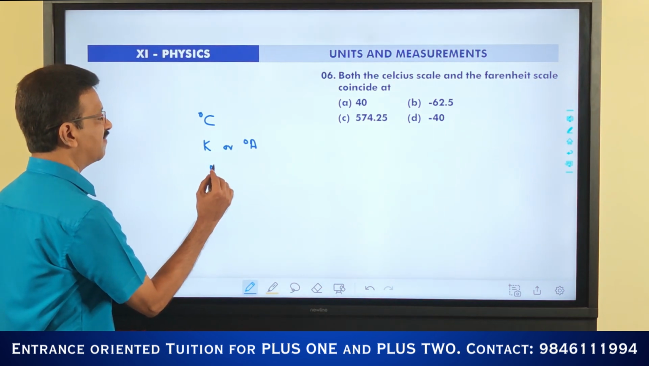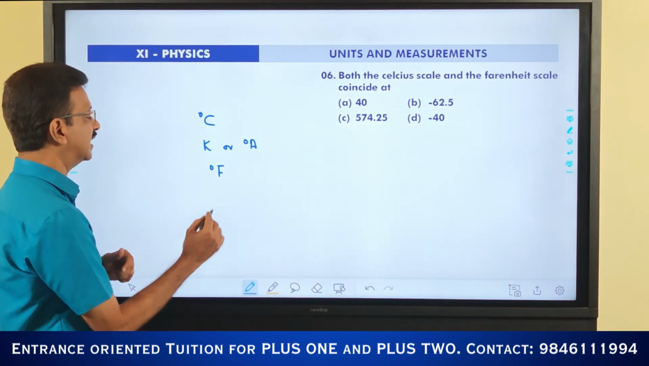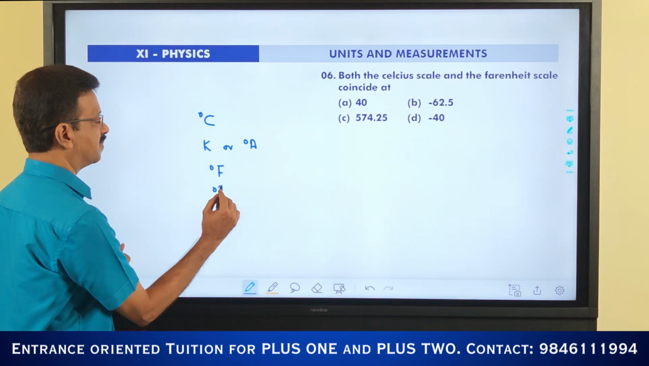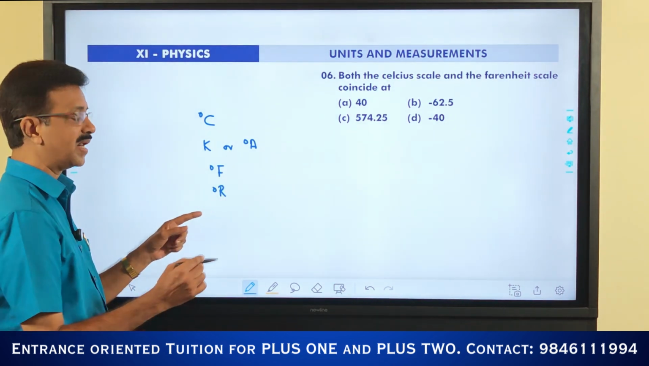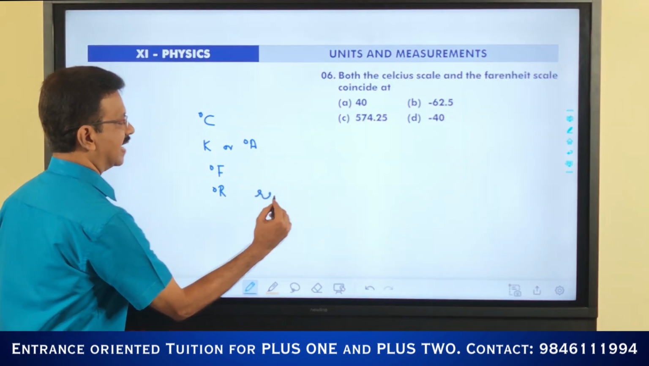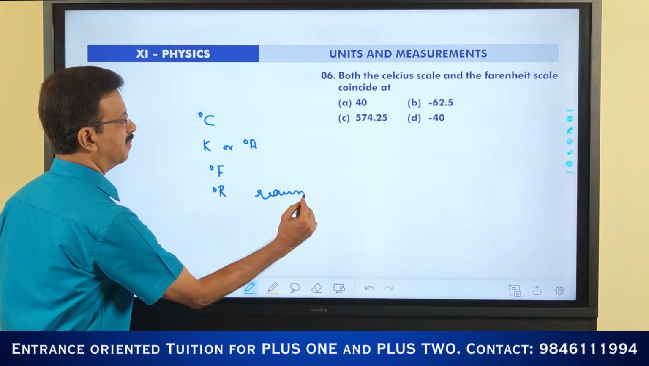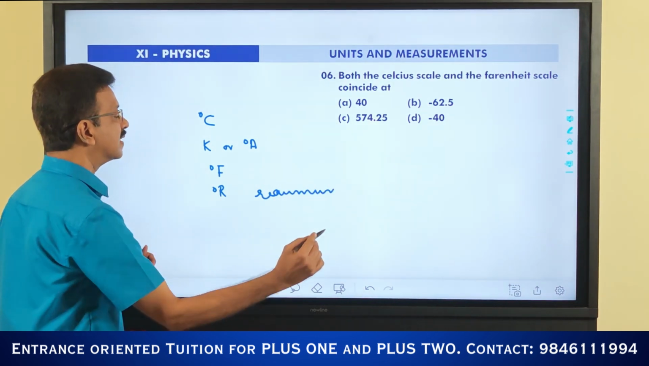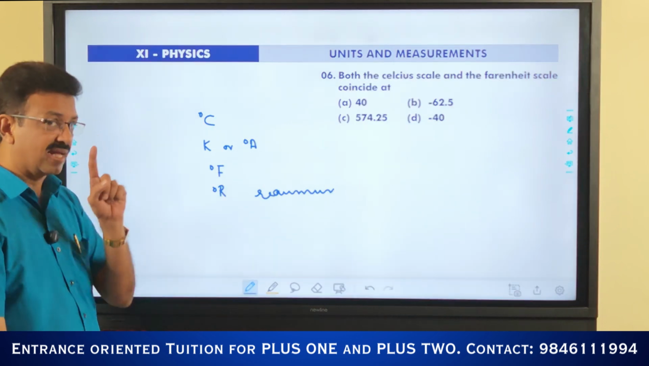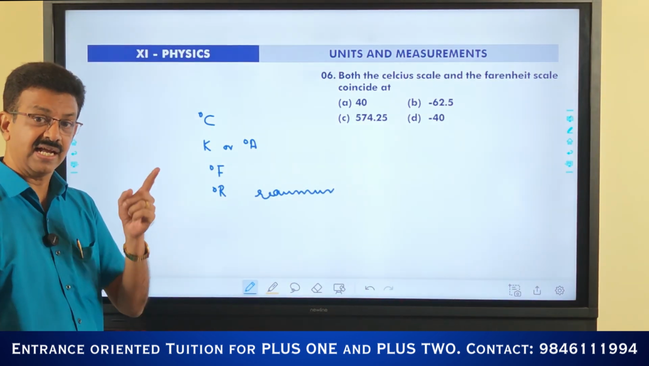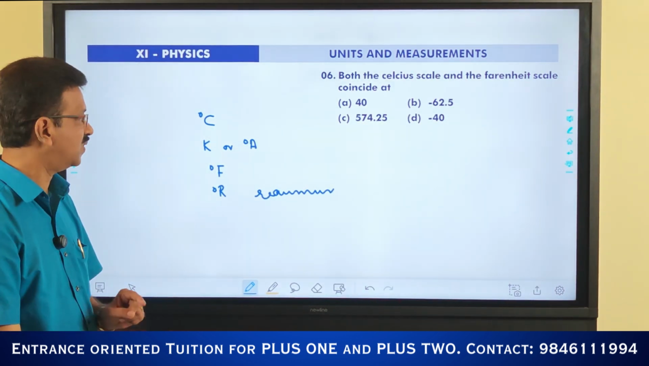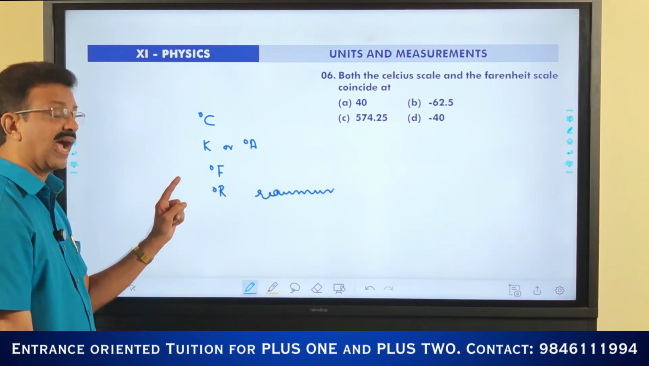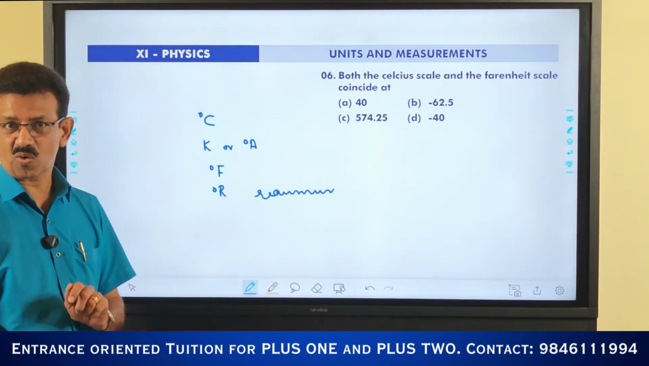Now, third one is degree Fahrenheit. Then last one, degree Reaumur. Degree Reaumur spelling is Reaumur. Different units are degree Celsius or degree centigrade, Kelvin or degree absolute, then degree Fahrenheit, and last one, degree Reaumur.